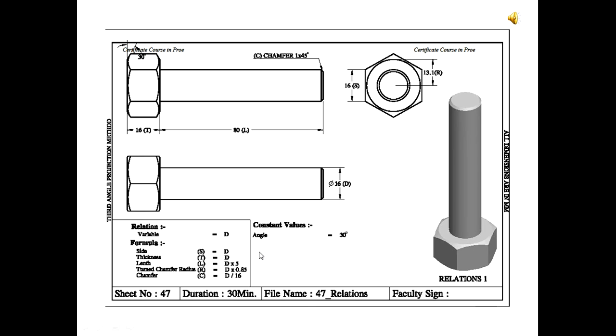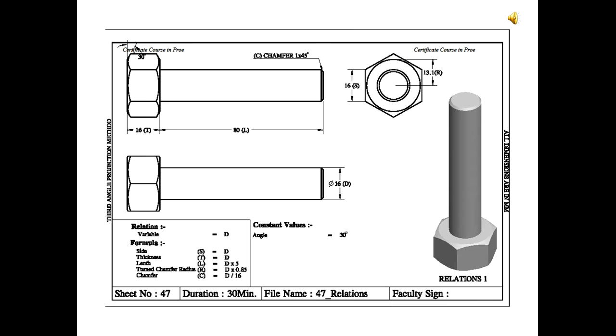after applying the formulas, when I change the value of D, all these values S, T, L will change automatically according to the diameter of the bolt to give me a new model of the bolt. That is, by just modifying the diameter of the bolt I can get the new model of the bolt.